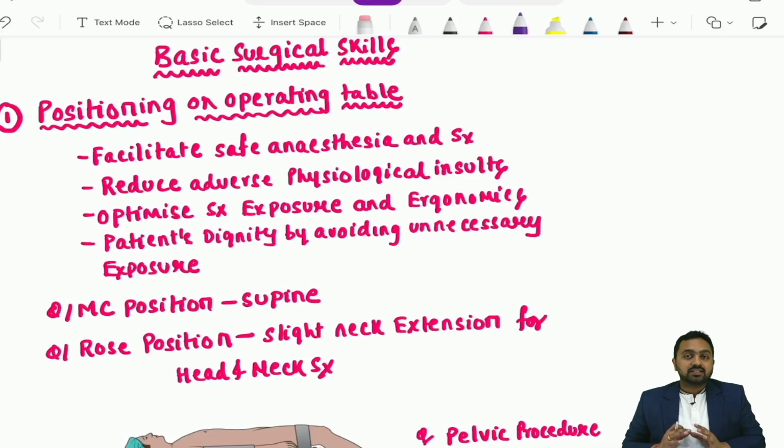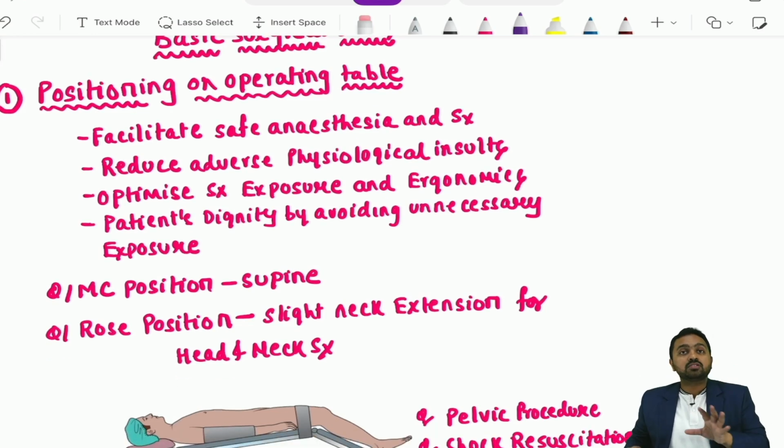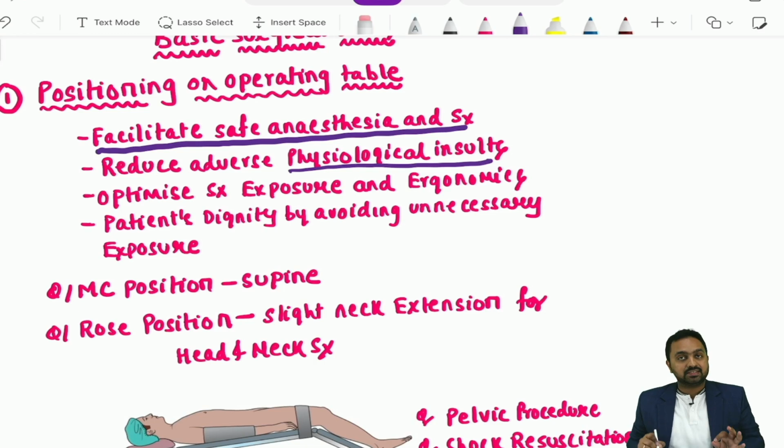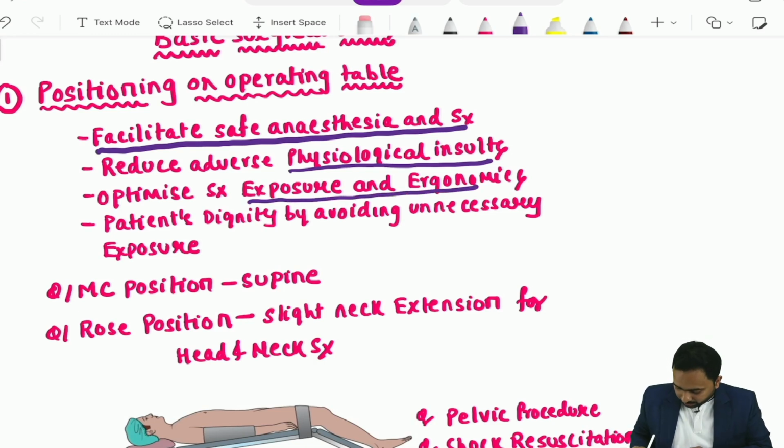In this video, we shall discuss a few important points regarding your basic surgical skills. So first, let's discuss regarding your positioning on the operating table. Now, what is the importance of positioning on the operative table? It helps to facilitate your safe anesthesia and surgery. It reduces your adverse physiological insults. It optimizes your surgery exposure and your ergonomics, and the patient dignity by avoiding unnecessary exposure is maintained.